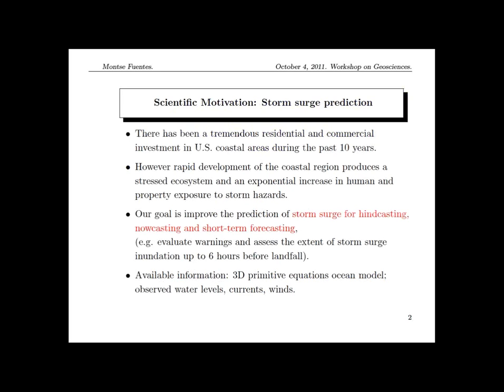But let me start with a little bit of motivation for the research that we are conducting here. Over the last 15 years or so, in the United States, along the coastline, there has been an enormous residential as well as commercial investment in these areas. And that has led to a very stressed ecosystem as well as a higher human and property exposure to storm hazards. So what we are trying to do is to understand the risk posed on the coastline by these hurricanes and tropical storms. So we are trying to forecast the storm surge.